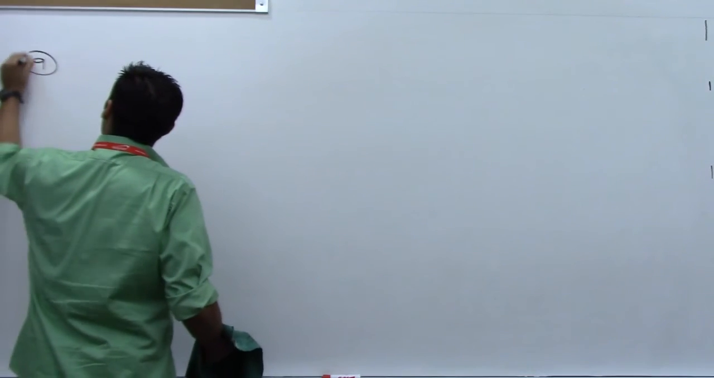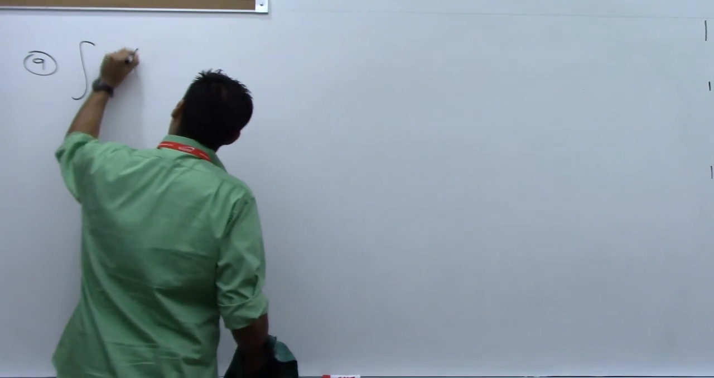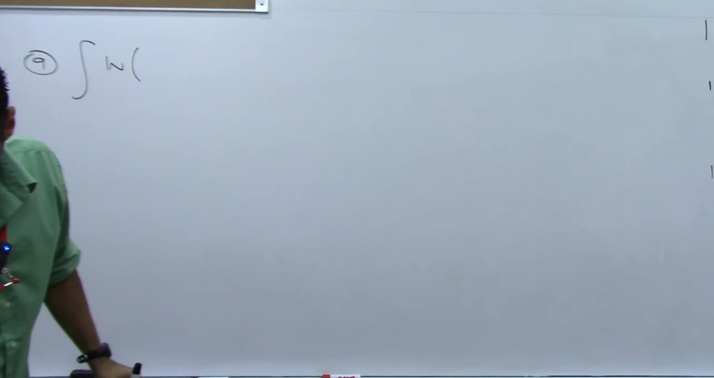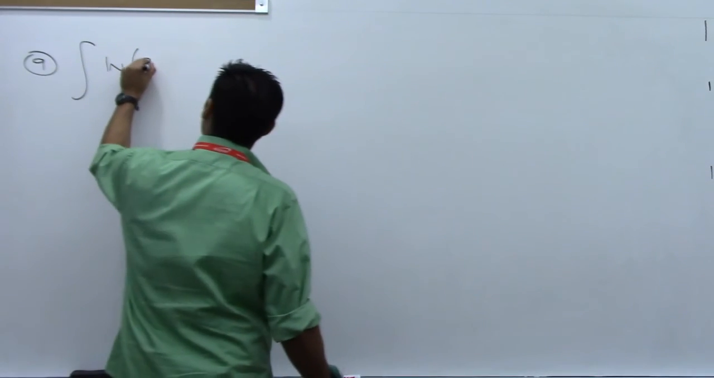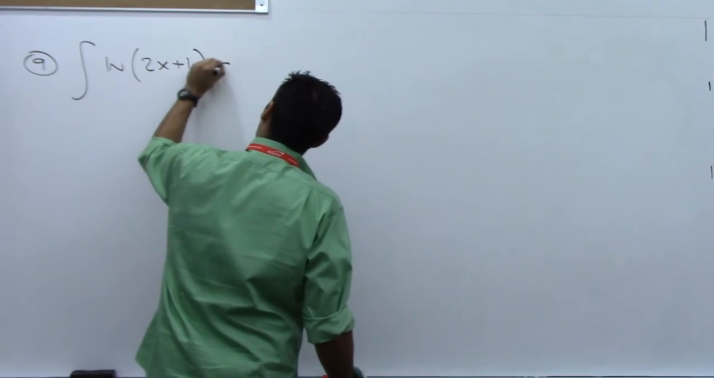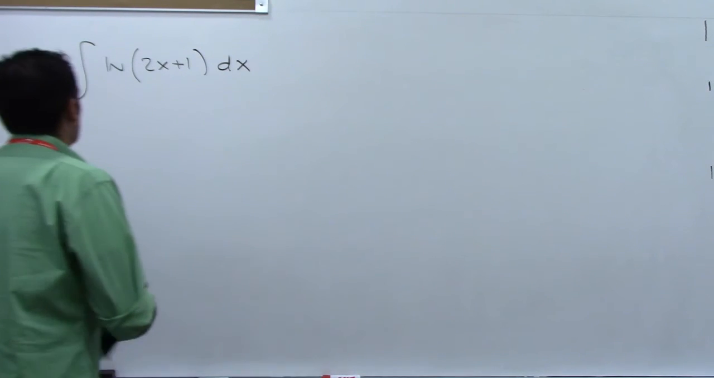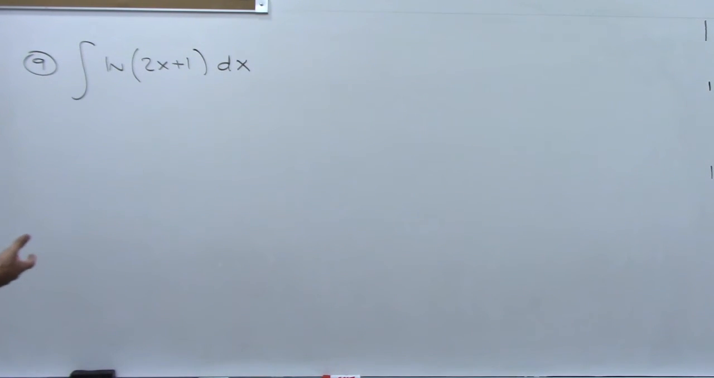I do that. Natural. Oh, this one's nice. Okay. Integral natural log of 2x plus 1 dx. All right, so I'm looking at this. Do I have a basic substitution? No. Do I have anything else?